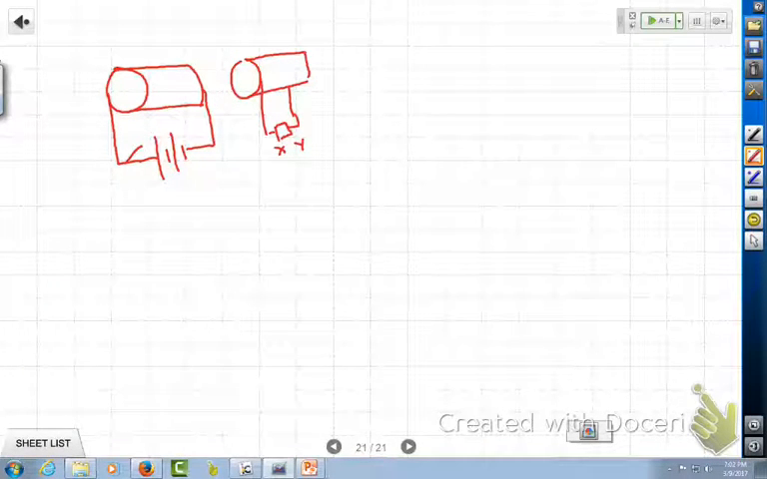I can say, give you a second just to finish the diagram off. I can say, when I close the switch, what way will the current flow in this guy?